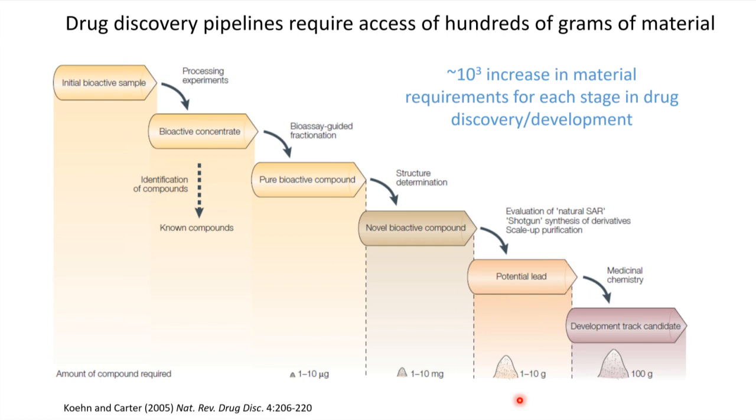you need access to gram quantities. And then to bring a lead compound all the way to a clinical trial, you need on the order of 100 grams to kilogram quantities of that natural product. And so even if you have the ability to use heterologous expression to identify a new structure, if you're only producing nanograms or microgram quantities, that's not enough to support a drug development pipeline.